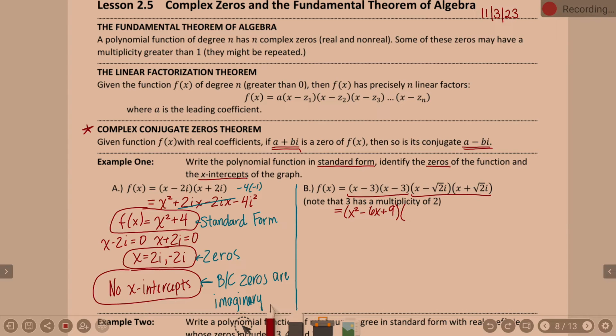Now, when I multiply these next two, notice they are conjugates, yes? So my middle terms should cancel out. Let's FOIL. x times x is x squared. x times square root of 2 times i, and negative square root of 2 times i times x, is going to cancel. Negative square root of 2i times square root of 2i. What does this multiply out to be?